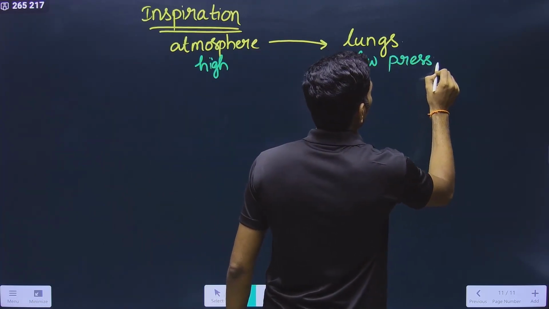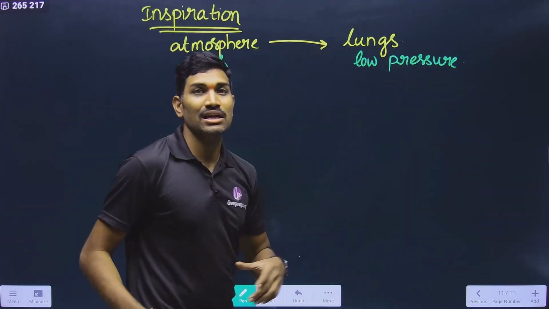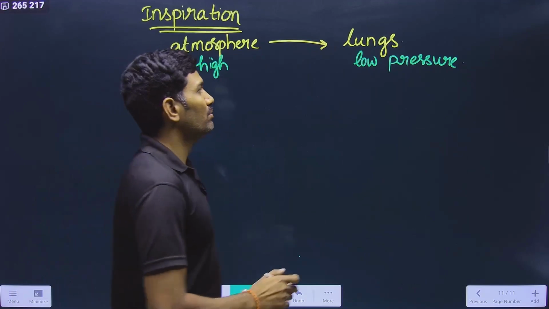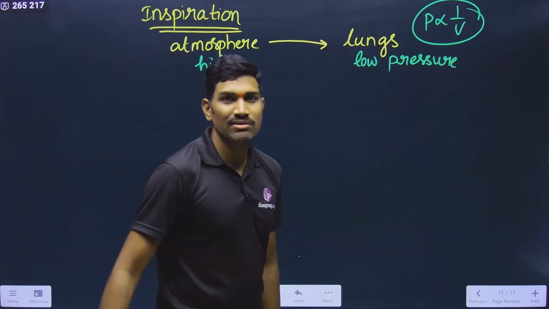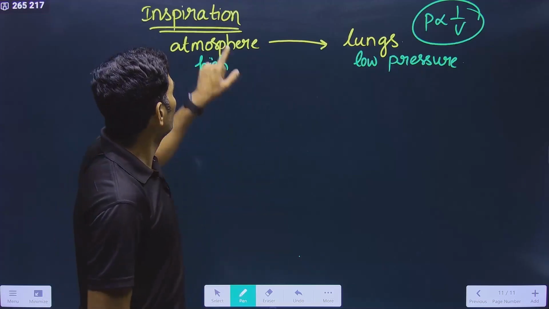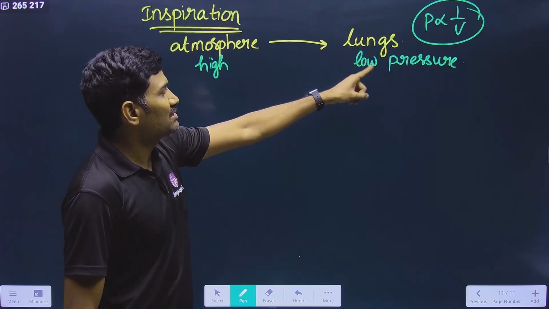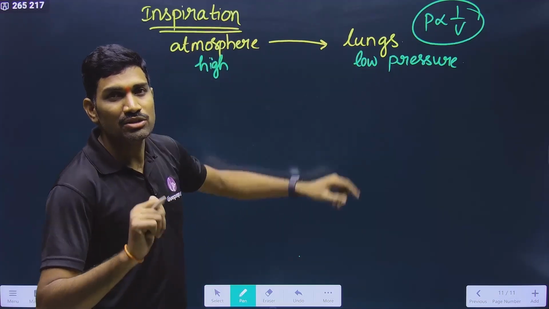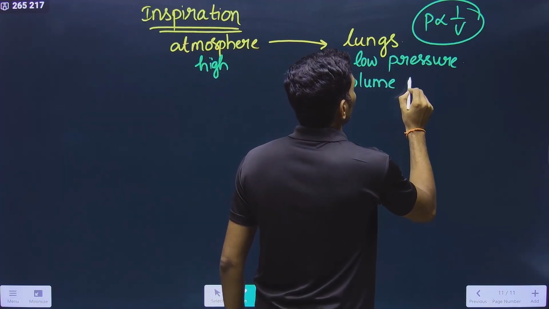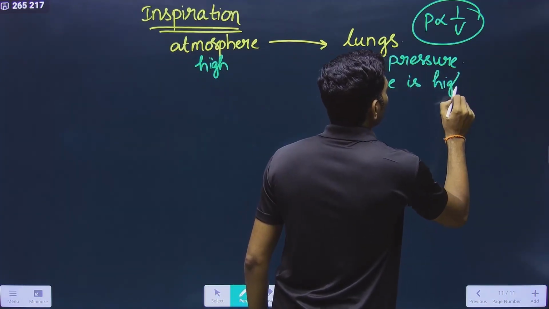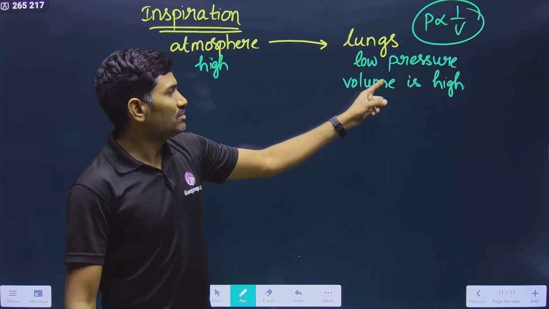Now please observe carefully. Inside the lungs, low pressure. Pressure is low means what is the relation we studied? Pressure and volume are inversely related. That means during inspiration, pressure inside the lungs is low. That means what should the volume be? Volume is high. Yes or no? Low pressure means volume is high.